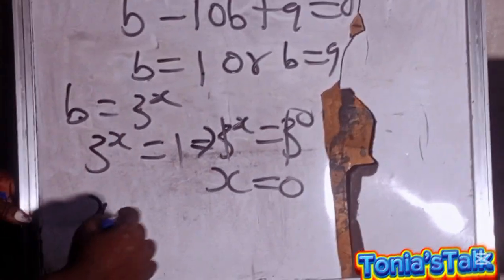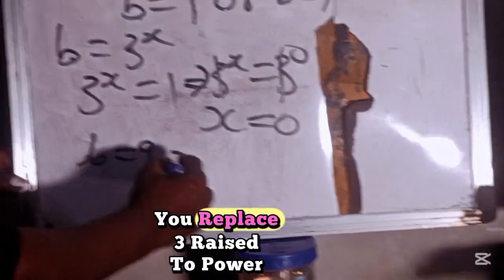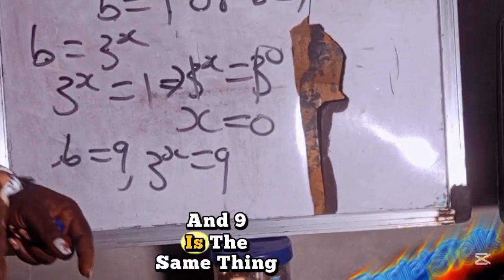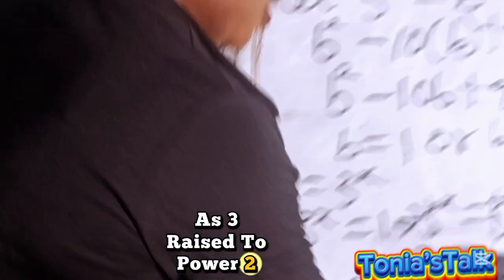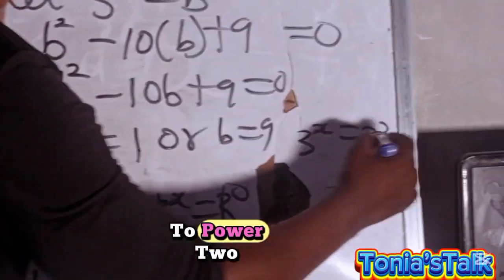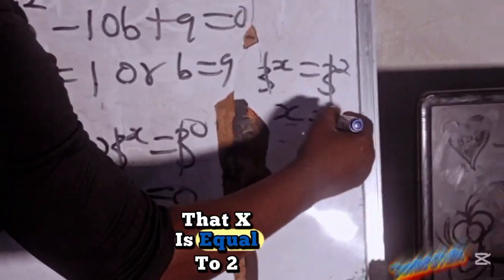When b is equal to 9, you replace 3 raised to power x equal to 9, and 9 is the same thing as 3 raised to power 2. So you have 3 raised to power x equal to 3 raised to power 2. Cancel 3 here, or generalize, you have that x is equal to 2.